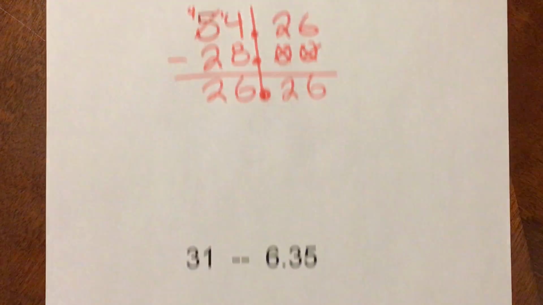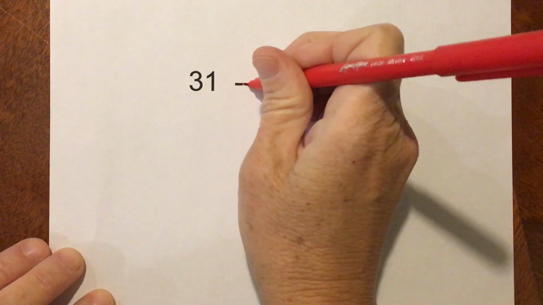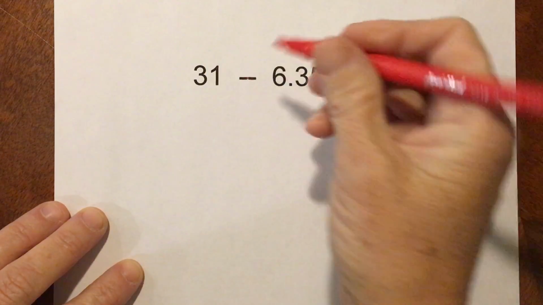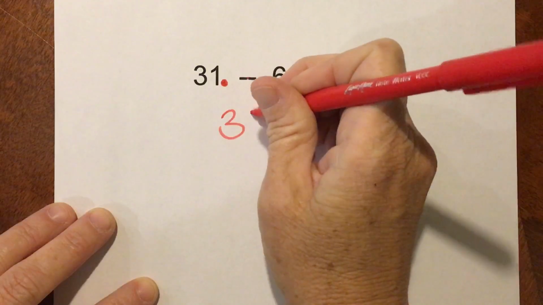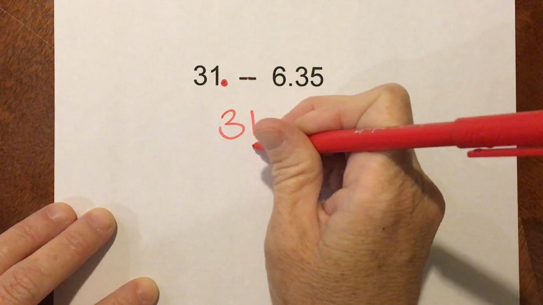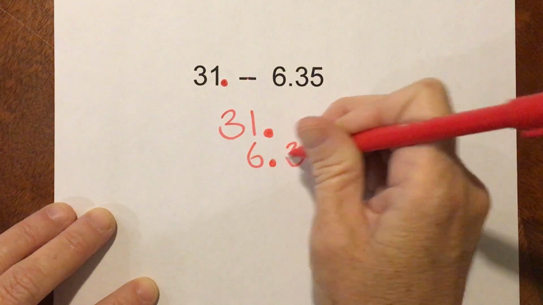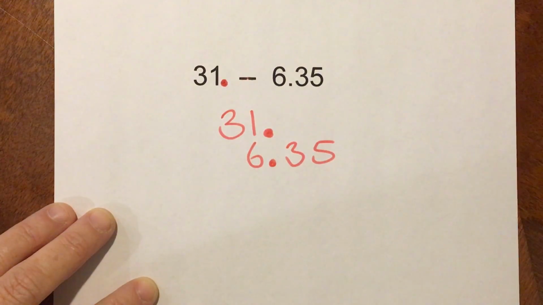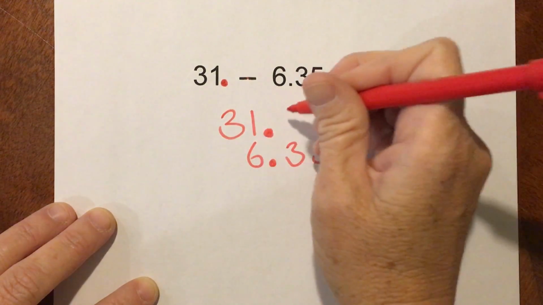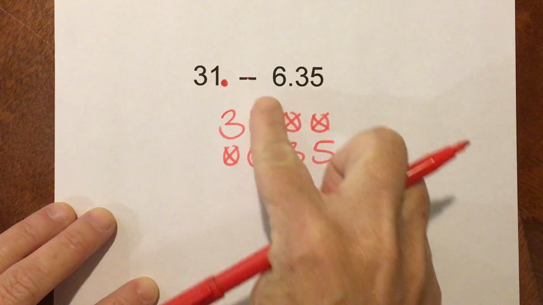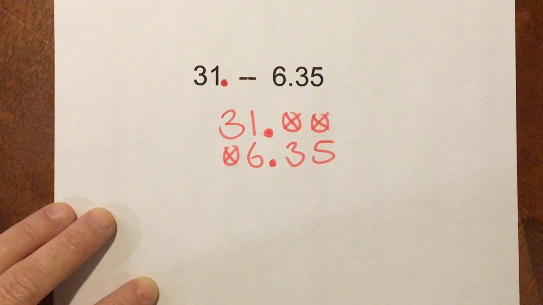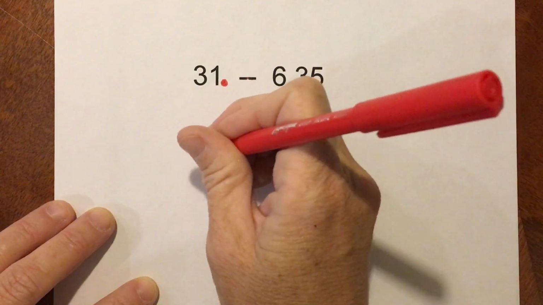Okay, let's try another one. Again, my subtraction sign I made longer. Step one, I'm going to add decimals if needed. So this one doesn't have a decimal, so I'm going to add it to the end. Step two is I'm going to set up my problem vertically, making sure to line up my decimals. Step three is I'm going to add those zeros to create a box. And again, just like with the adding, I'm making sure my numbers are really lined up. Step four is I'm going to subtract.